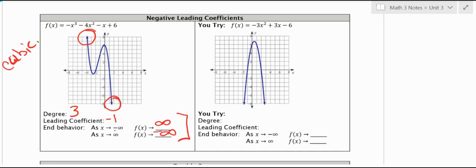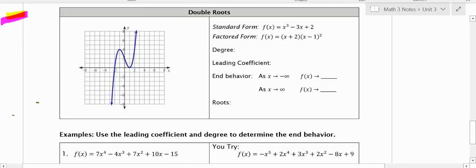So we're going to have you try the U-try problem. In the next example, we're going to be looking at double roots. So for the graph that we're looking at, we can see that this is going to be a cubic. It has a degree 3. So it should have 3 roots. But when we look at our graph, we only are seeing 2. We see one at -2, 0. We're seeing one at 1, 0.